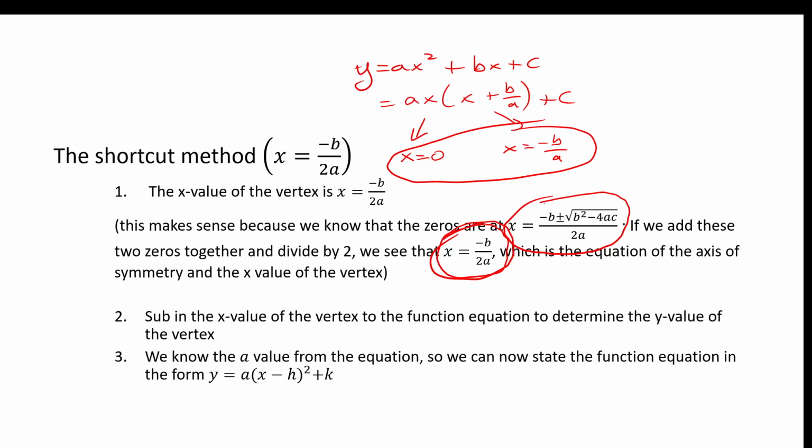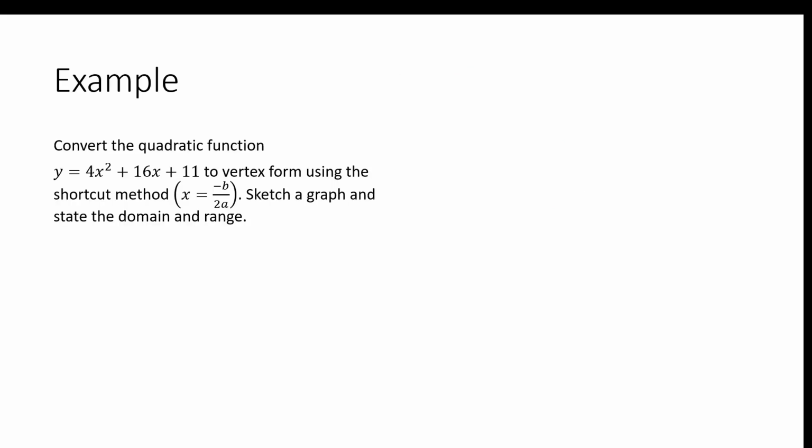We're then going to take this x value of the vertex, -b over 2a, and we're going to sub it into the original function equation, and that's going to help us determine the y value of the vertex. And then we'll know the x value of the vertex and the y value of the vertex, so we'll know h and k. We'll also know a from the equation of the parabola that we're given, and then we'll be able to write our function in vertex form, y equals a bracket x minus h squared plus k. So we'll use this method for this question here.